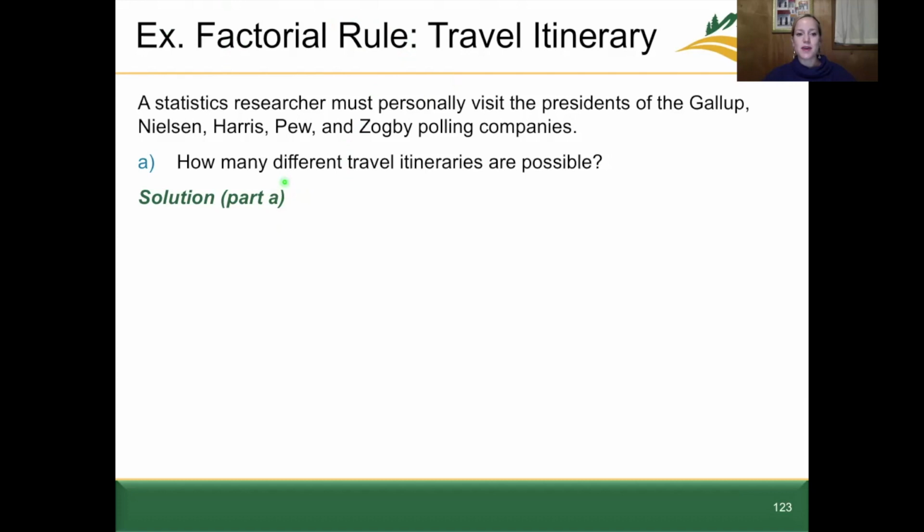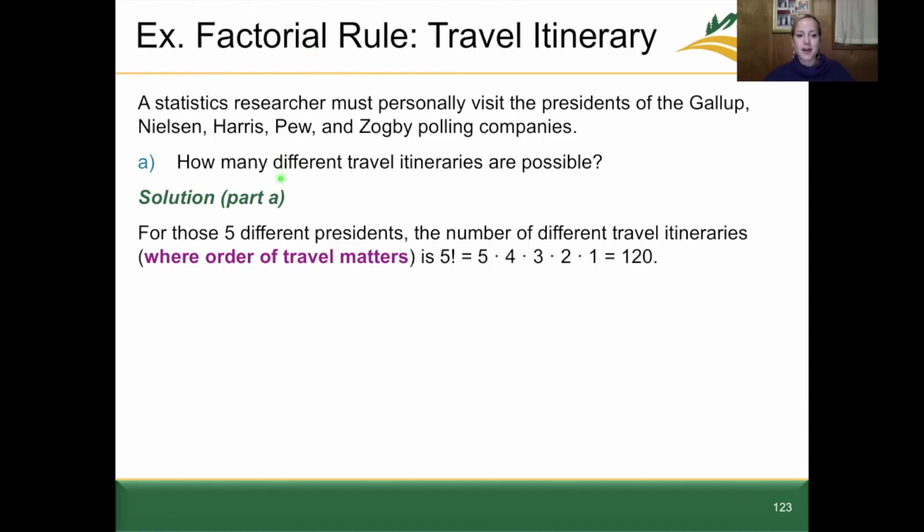One thing I want you to keep in mind is you won't always be told which rule to apply to the scenario in your question. Here we should get an inkling that we're going to use the factorial rule because order matters as far as the visitations. We have to visit someone first, then second, then third, and so on until we visit all the different presidents of the polling companies. So here for part A, for those 5 different presidents, the number of different travel itineraries, where again, order of travel matters, is going to be 5 factorial. Where 5 factorial is equal to 120.